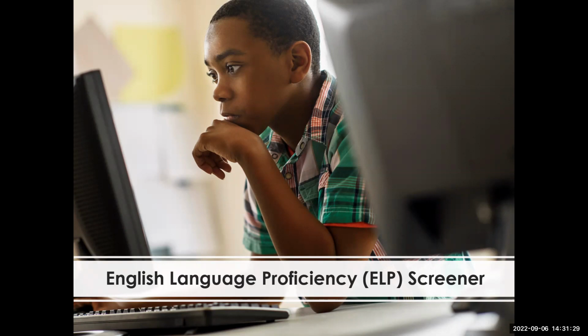The ELP screener must be completed within 30 days of enrollment. For grades 1 through 12, an overall score of 4.5 or higher on a scale of 1 through 6 indicates proficiency in English. A score lower than 4.5 indicates that the student should be identified as a multilingual learner. Once a student has been identified as a multilingual learner, a language acquisition committee meeting is held.